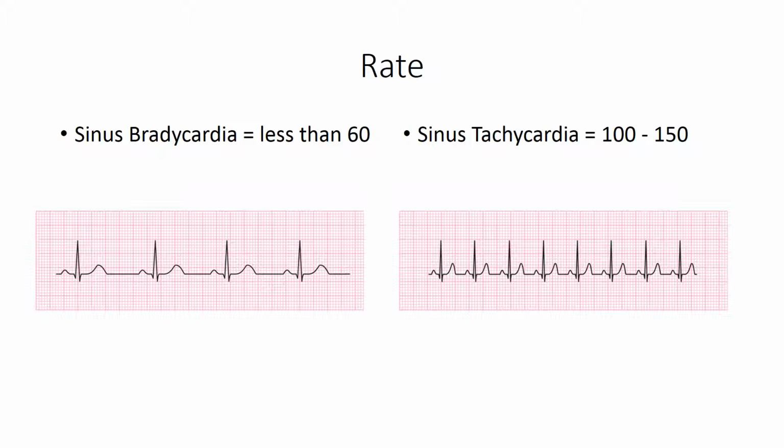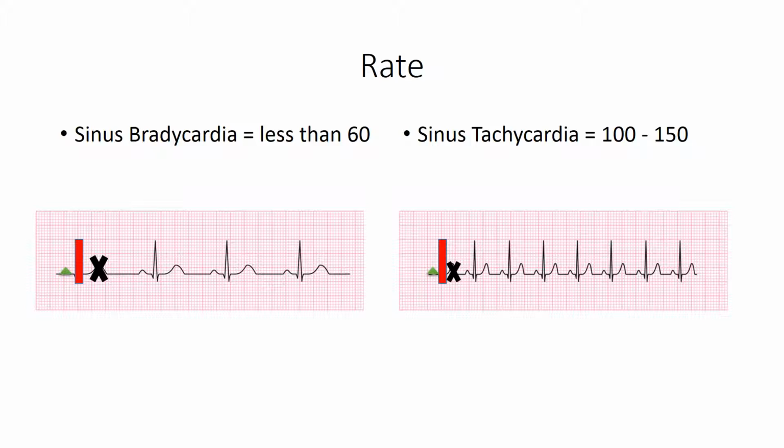Normal sinus rhythm is 60 to 100 beats per minute. A sinus rhythm less than 60 is called sinus bradycardia. If the rate is between 100 and 150, we call it sinus tachycardia. We know it is sinus because we can identify P waves. The P wave to the QRS complex is 3 to 5 small blocks. The QRS complex is narrow, and the T waves don't matter.